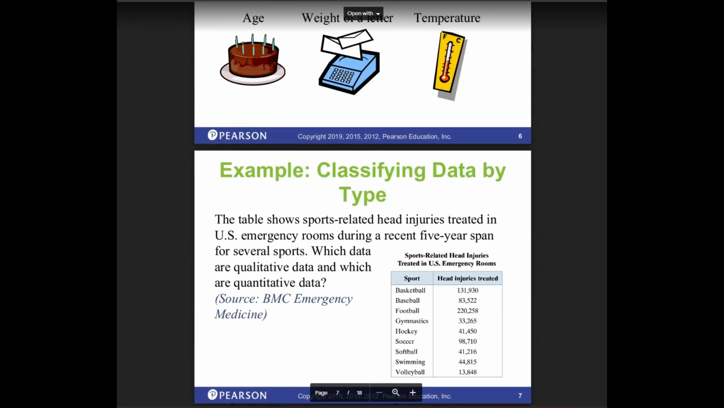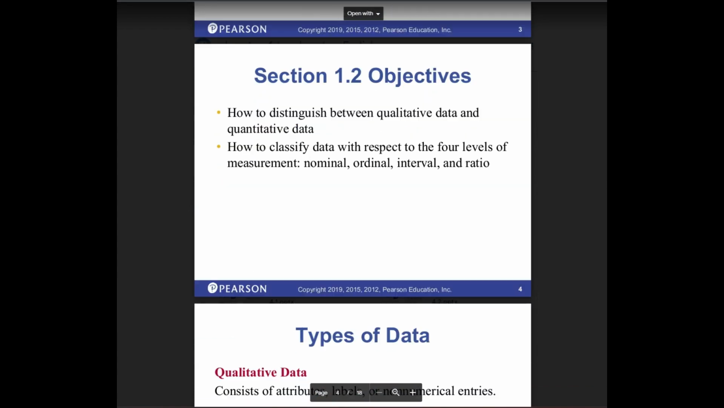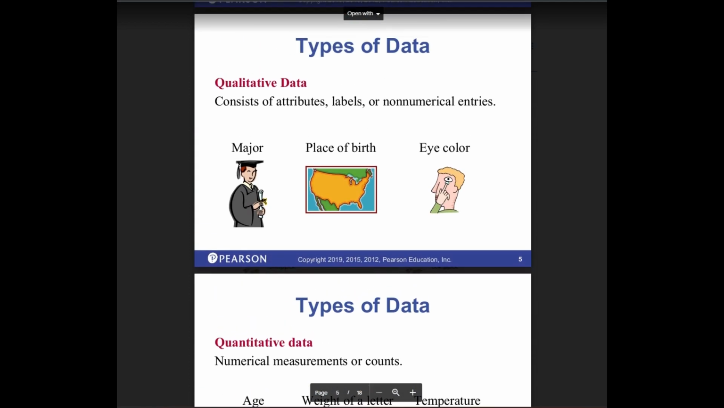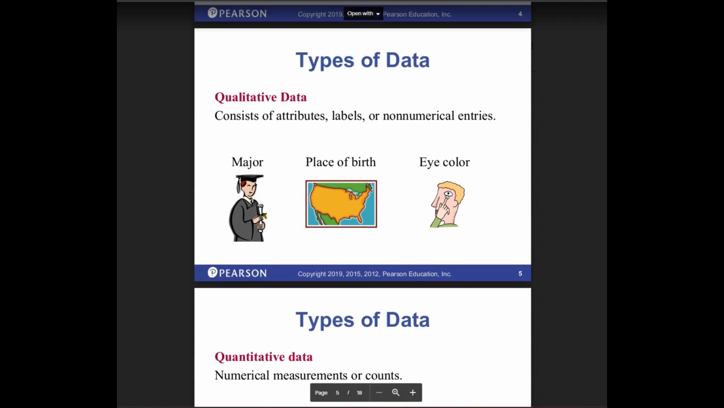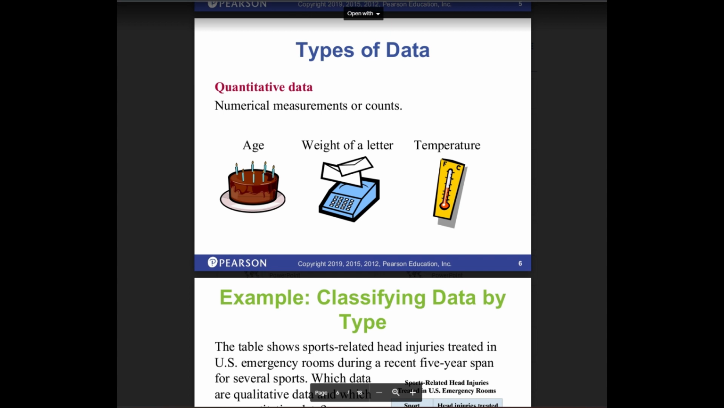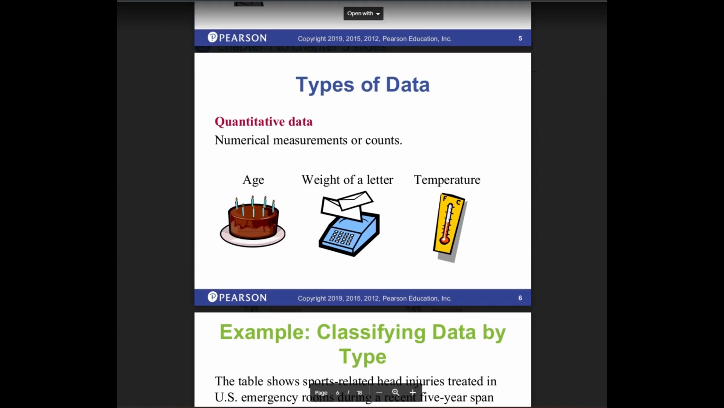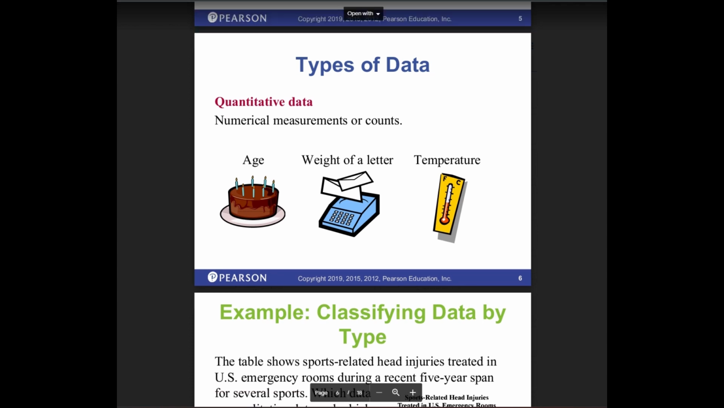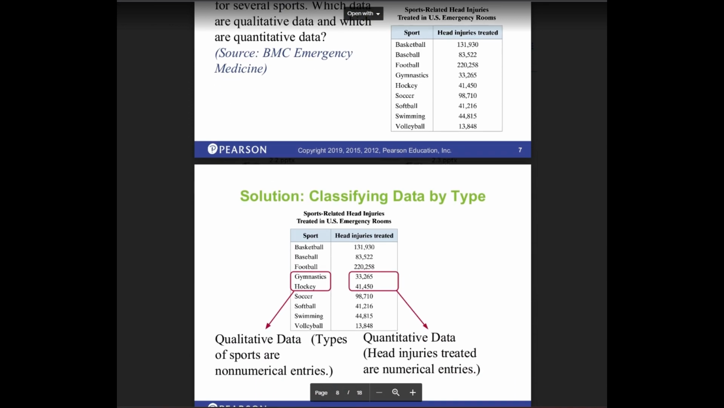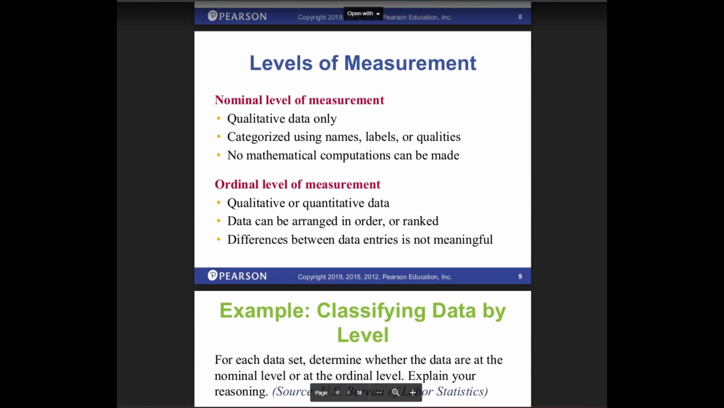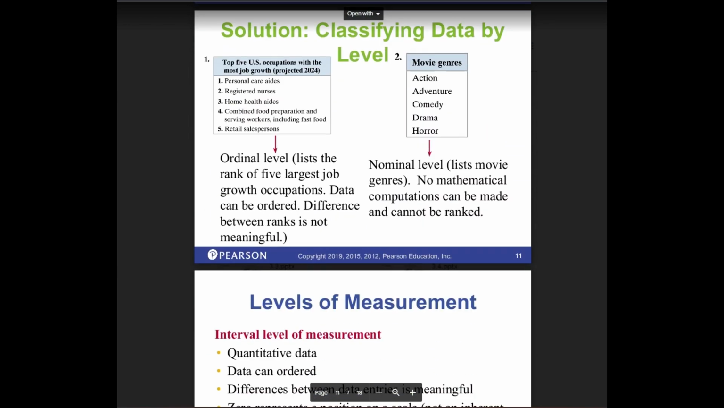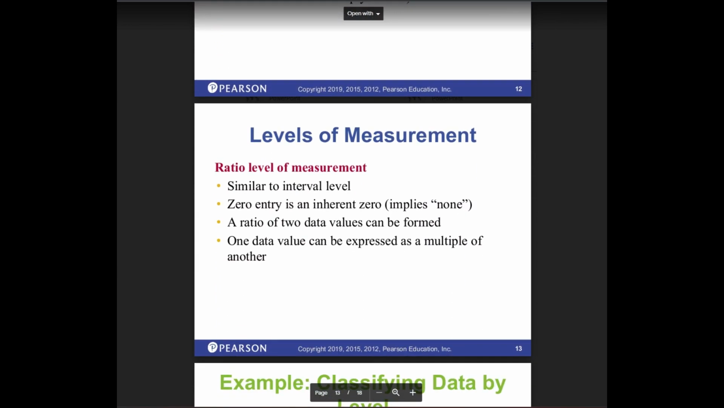So a quick summary of this lesson. We learned the types of data, which were qualitative and quantitative data. Qualitative means consisting of attributes, non-numerical entries. And then quantitative data would be numerical measurements or counts, such as your age, grade numbers, weight, temperature, etc. And then we got a few examples, and then we learned the four levels of measurement: nominal level, ordinal level, interval level, and ratio level.